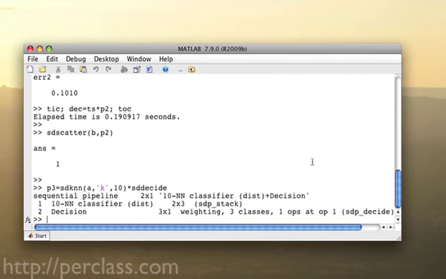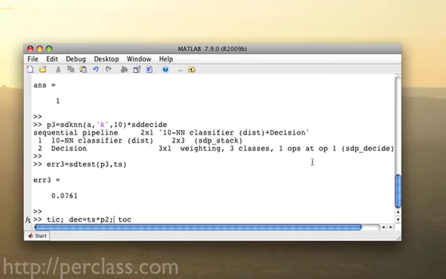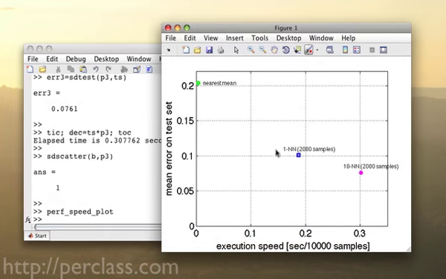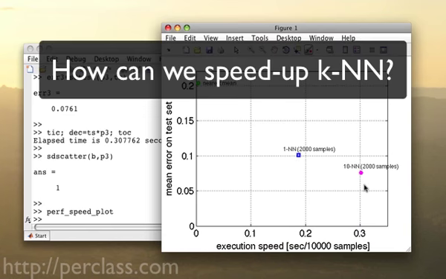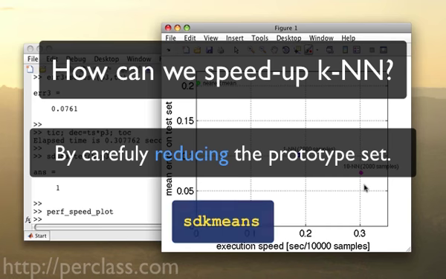For k equal 10, the performance improves, but the execution time now exceeds 300 milliseconds. We have a clear trade-off between error and execution speed. But how can we speed up KNN? One way is by carefully reducing the amount of KNN prototypes, for example using PRSD Studio sdkmeans command.